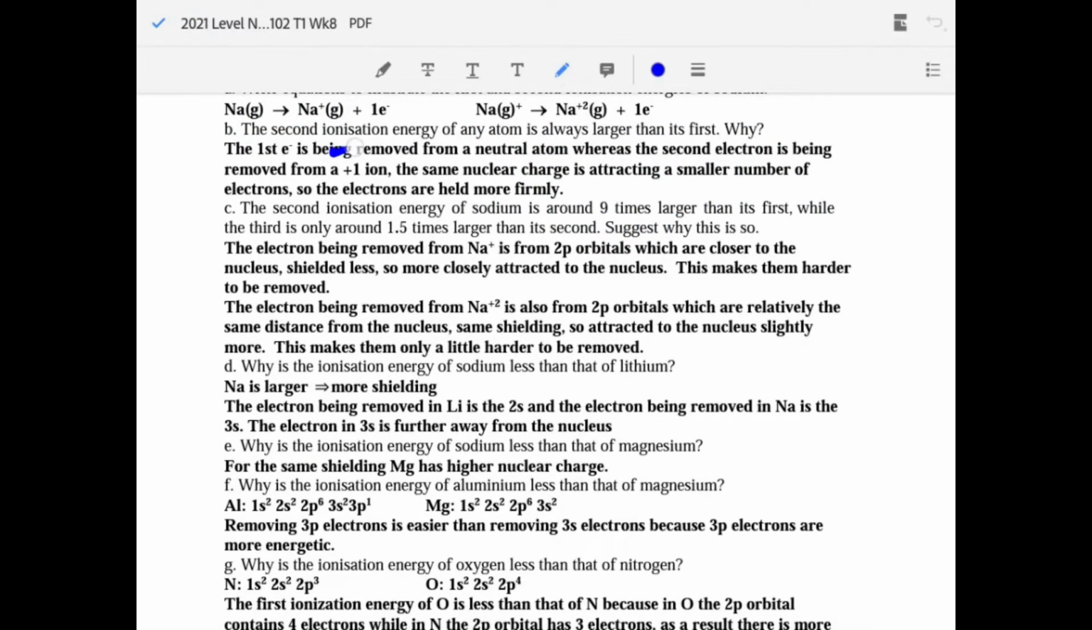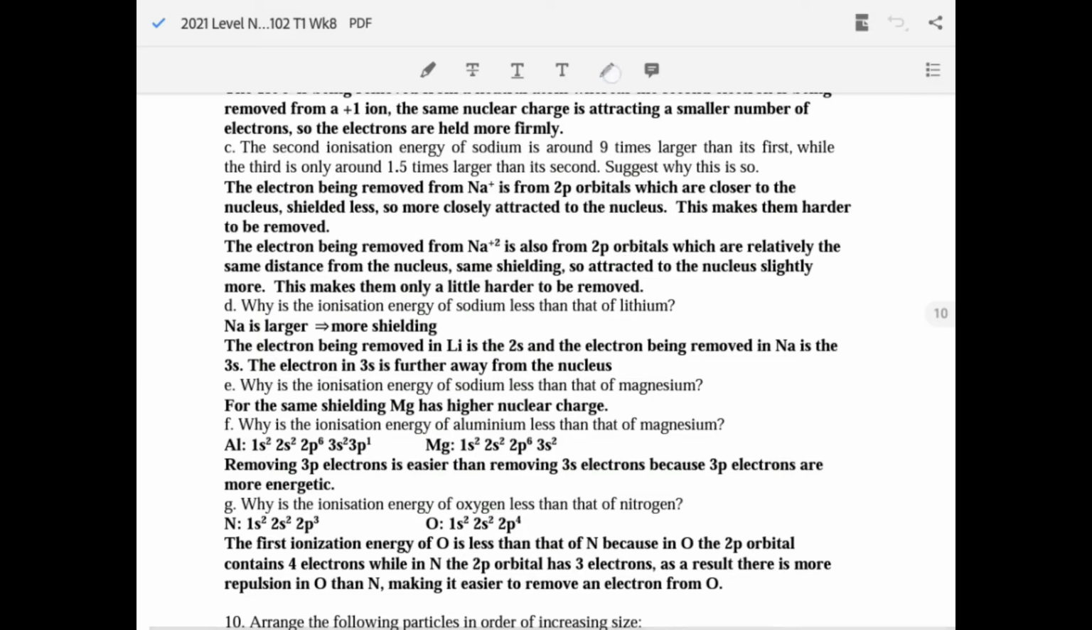And why is the second greater? Easy, because the nucleus has the same level of positive charge, and there are fewer electrons this time, so they will be strongly attracted. So that's why, since it's stronger, because there are fewer recipients of the charge, the ionization energy will be greater. The second ionization energy is around 9 times greater.